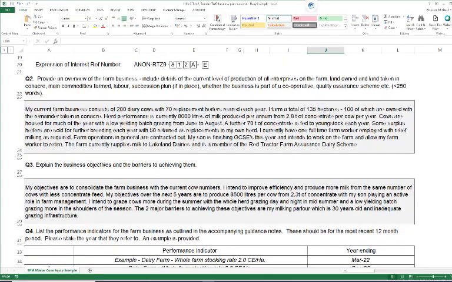In question 2, please provide details of the size of your business, for example, land owned and land taken in Conacre. Also include the current enterprise mix on your farm and the scale of each enterprise. Outline the labour that is currently available on the farm and if there is a succession plan in place for your farm.